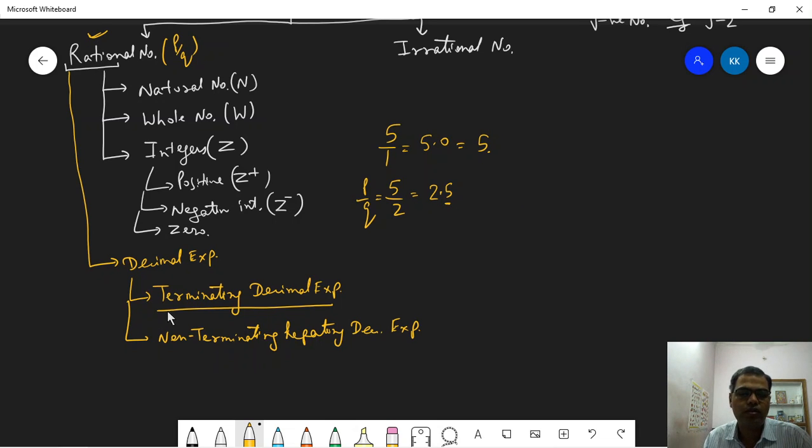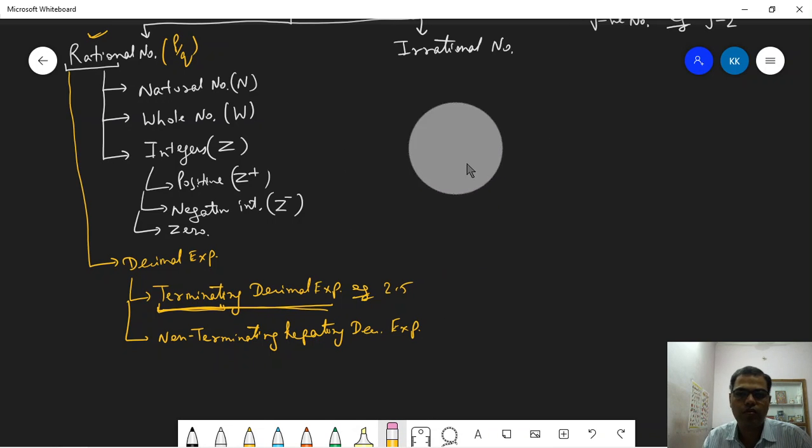So it is made of the word terminate. Terminate means stop, so it stops after 5, after the decimal point. This type of number is called the terminating decimal expansion. For example, I am writing 2.5. Okay. Now what about this non-terminating repeating?